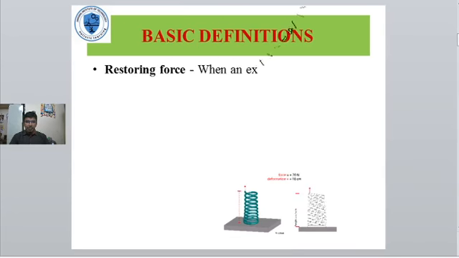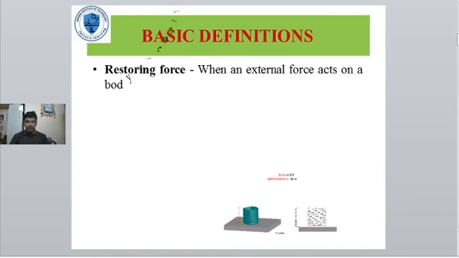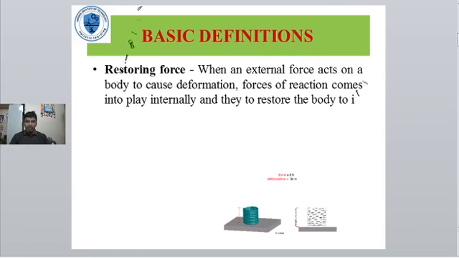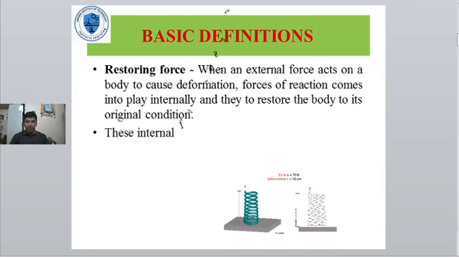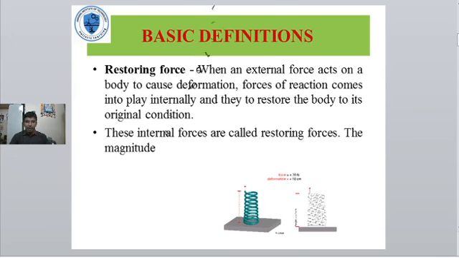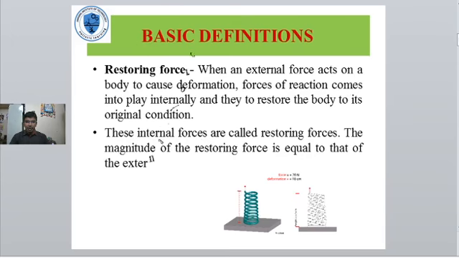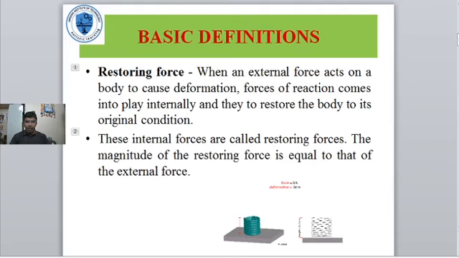Next, we will understand what is restoring force. The image itself will explain restoring force. When an external force acts on a body to cause deformation, forces of reaction come into play internally to restore the body to its original condition. These internal forces are called restoring forces. The magnitude of the restoring force is equal to that of the external force.